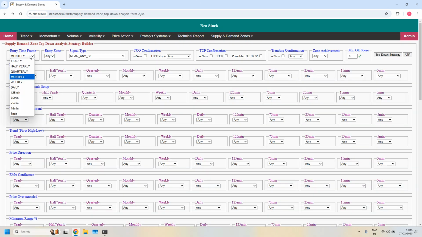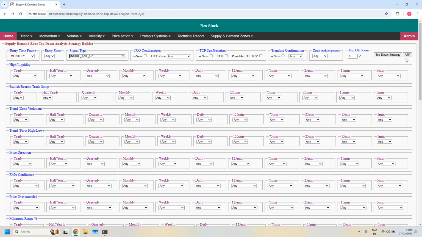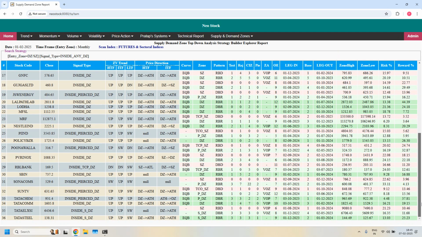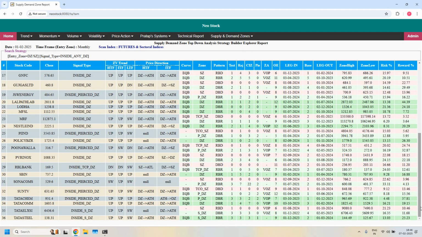Next, monthly time frame. Price closed inside the monthly demand zone. We got 36 stocks. First 18 stocks in the list. I am scrolling the list down. So total 36 stocks are filtered.